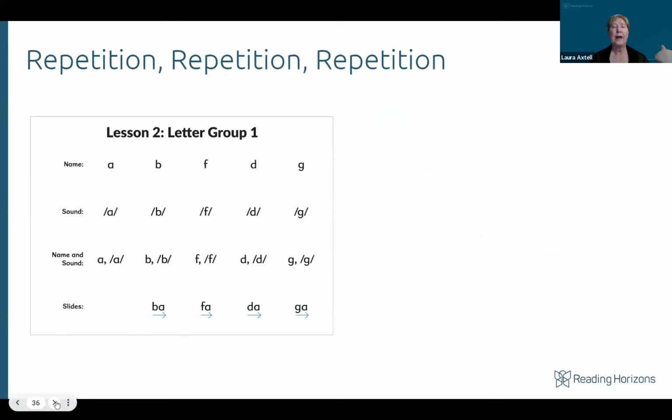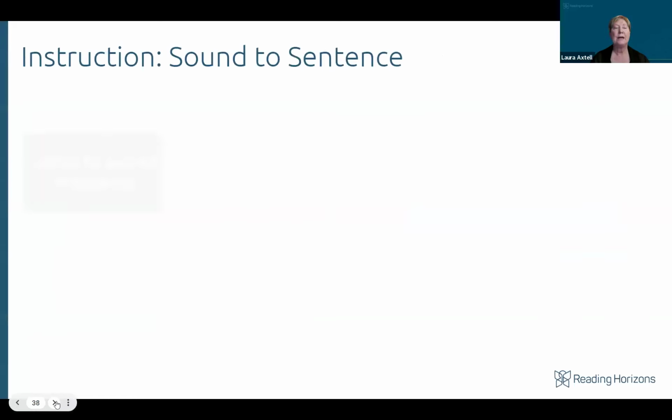And as we're going through that, we're doing repetition. So what's the name of the letter? What's the sound of the letter? What's the name and the sound? We use something called a bigram, a slide, to help begin immediate oral blending. And then we go from sound to sentence.